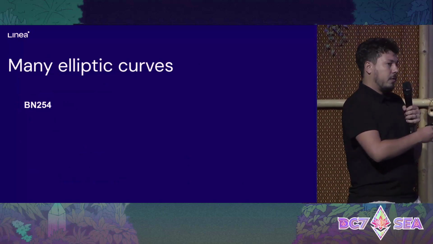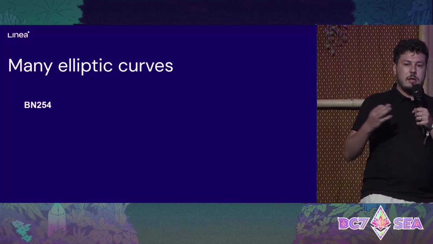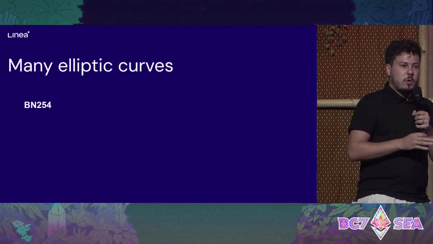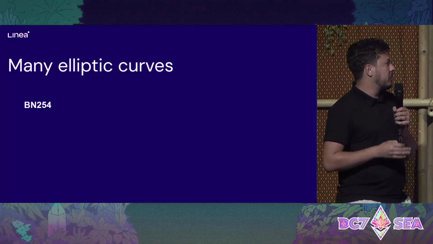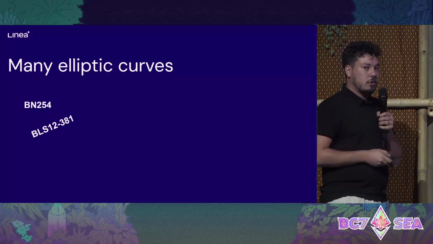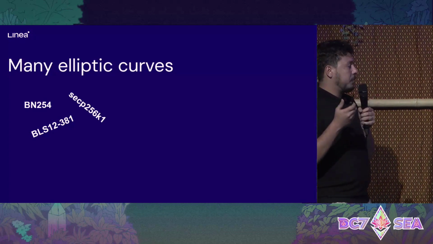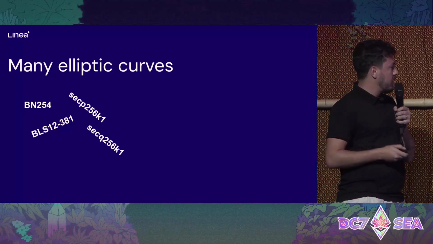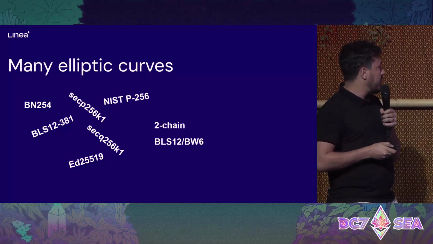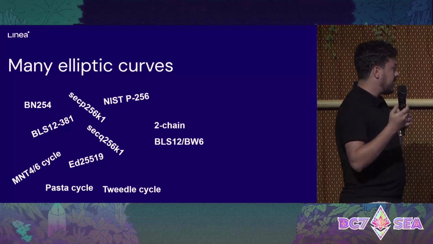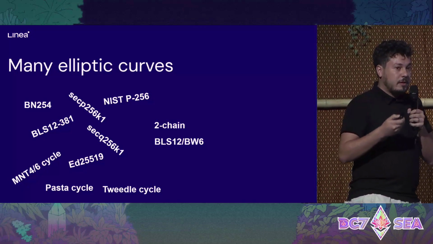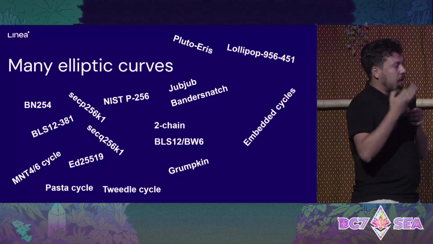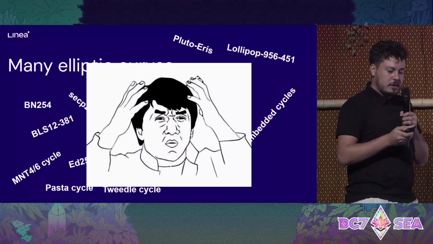And so we've talked about BN254 as an elliptic curve, but there are so many elliptic curves in the wild. And what I'm trying to explain today is why there isn't a single silver bullet curve to rule them all. So you might have heard of BLS12-381, SECP256, used for ECDSA signatures on Ethereum. If you change a letter, you have another curve. You might have heard of Ed25519, some 2-chains, some cycles like Pasta, Tweedle, some fancier names like Jubjub, Bandersnatch, Grumpkin, and some new names like Lollipops. Yeah, so many names.